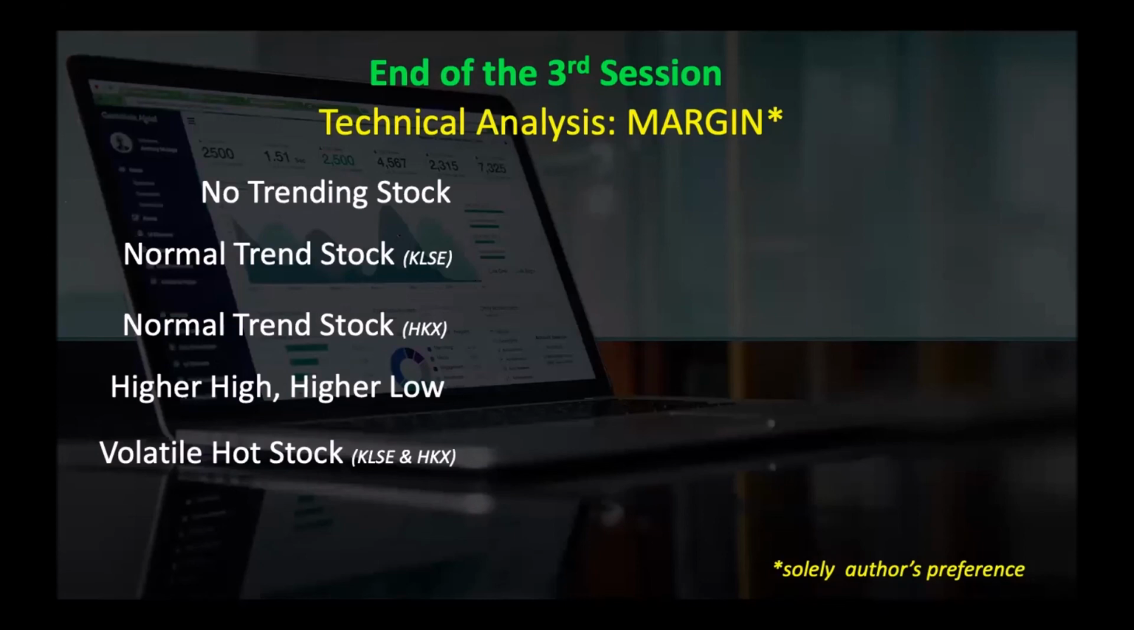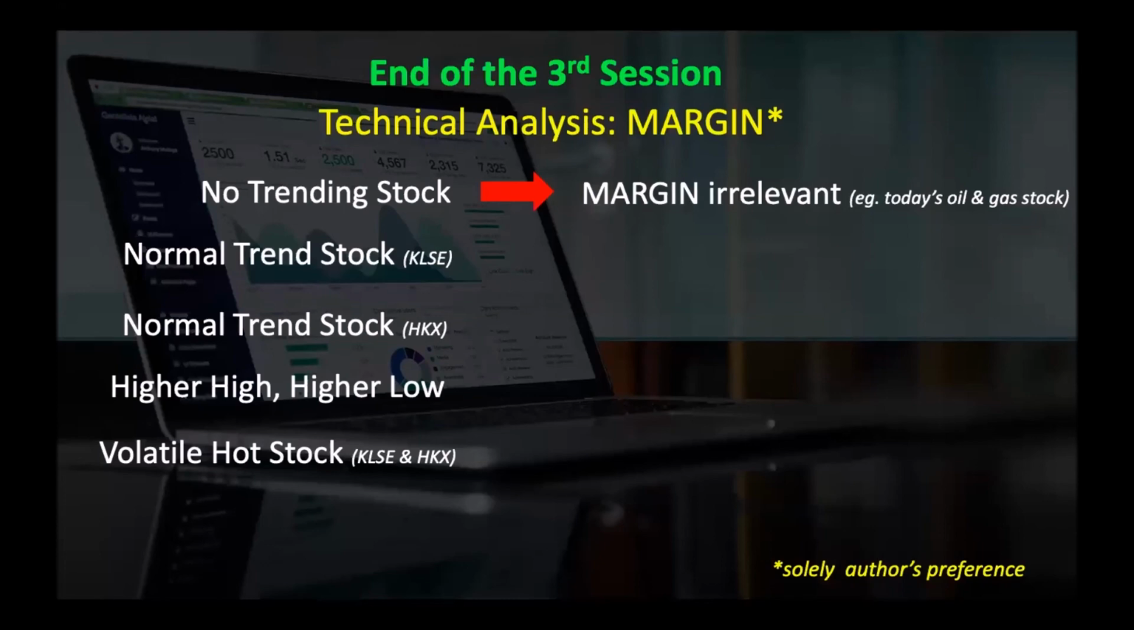First of all, we need to identify what type of stock it is. Is it a non-trading, normal trading stock in KLSE or Hong Kong? Is this a higher high stock, higher low stock, or volatile low stock? If it is a no-trend stock, basically we try range trading in such a stock with the margin, and most technical analysis is a bit irrelevant unless the RSI and stochastics slow.